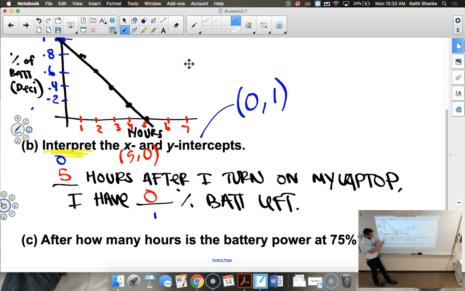The y-intercept, 0 hours after I turned on my laptop. I just got back from fall break. I charged my computer the entire time. Okay? I just turned it on for the very first time, and I have 100%, sorry, I should have written that, 100% of battery. Does that make sense? When they ask you to interpret, they're saying, in context of the problem we are doing, what does that mean? Yeah.